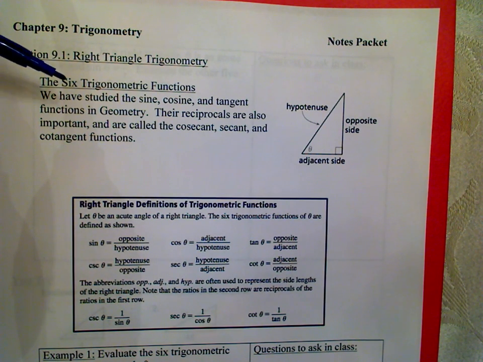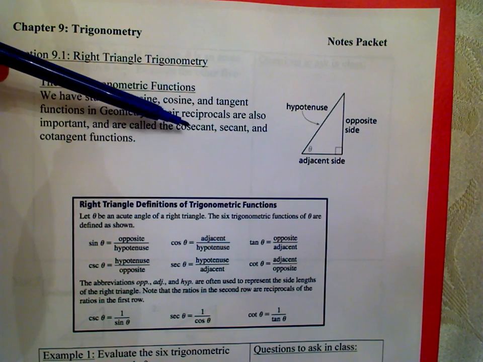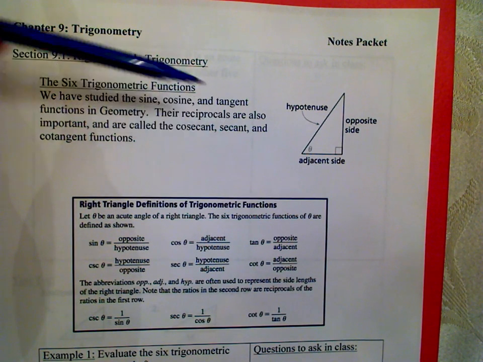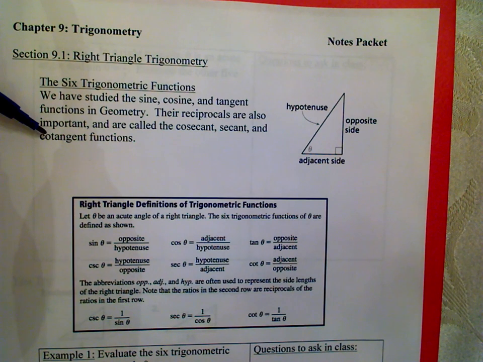You have sine, cosine, and tangent. Then you also have the reciprocal of those 3 functions. The reciprocal of sine is called cosecant. The reciprocal of cosine is called secant, and the reciprocal of tangent is called cotangent.